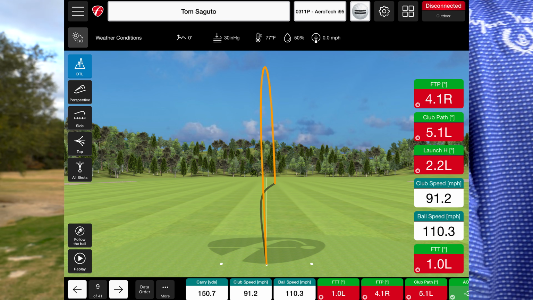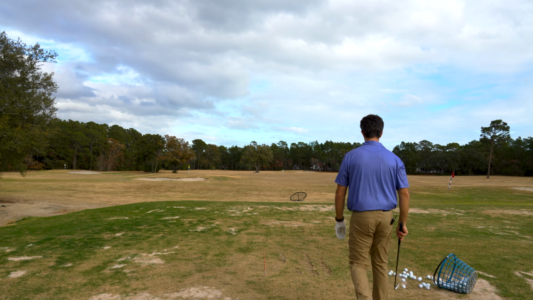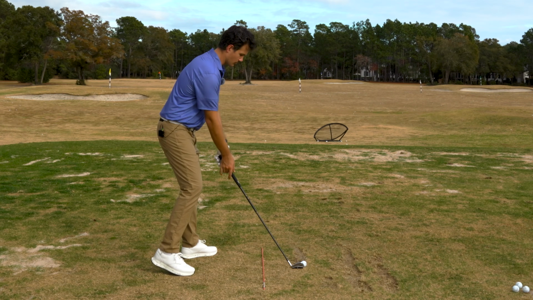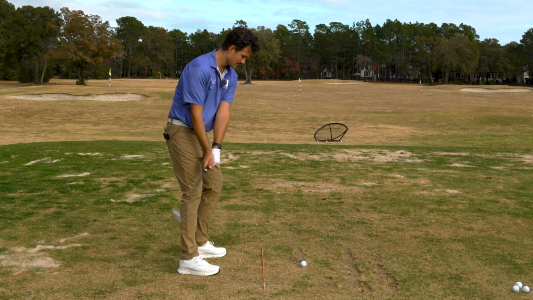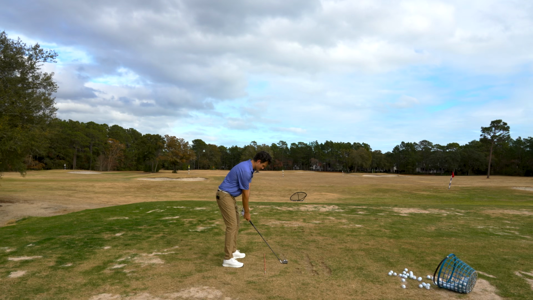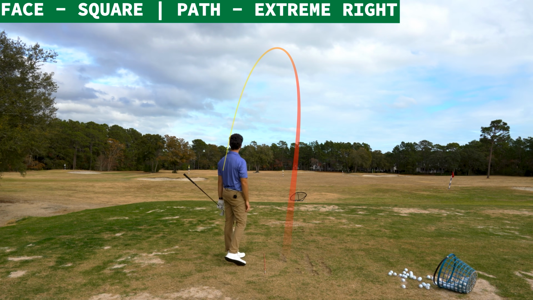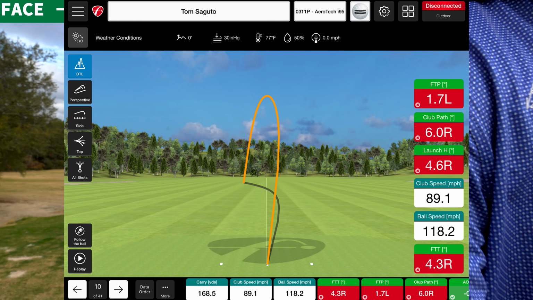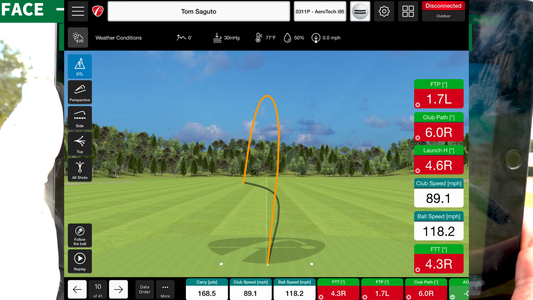So the curvature is controlled by the path of the swing. I could swing more severe and hit wilder curves. So let's say I really wanted to curve one to the left, I would just change my path to be more in to out without changing the face. All right. That's a lot of in to out. Actually, 6 degrees out to the right. So I introduce more draw into the equation.